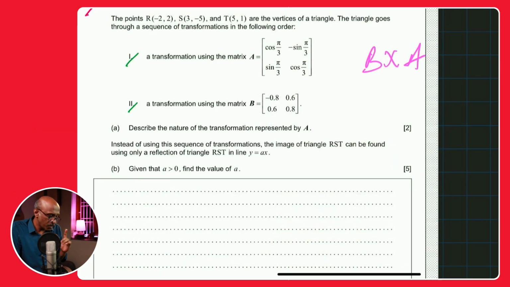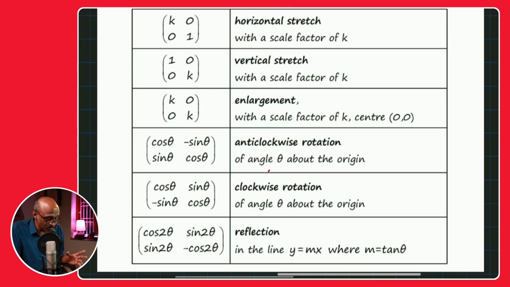Also, I'm not really sure about the formula booklet, but this question can easily be knocked off if you are aware of the basic transformation matrices. If it's not in the formula booklet, you've got to commit to memory all the basic matrices for each transformation, whether it's a stretch, a rotation clockwise or counterclockwise, or a reflection.